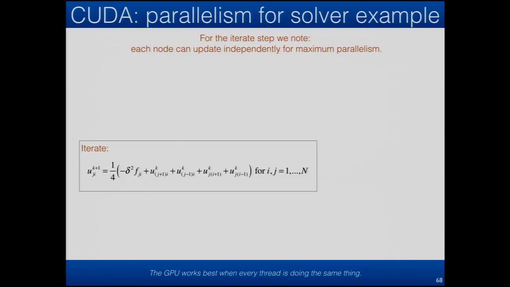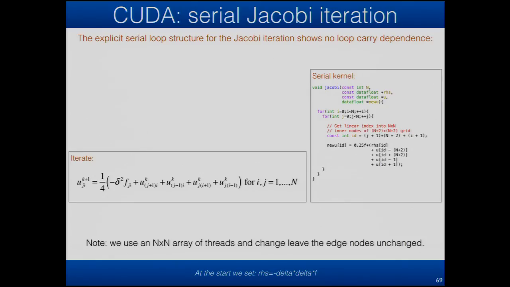If we were working in serial code, it would be pretty straightforward to do one single iteration. The new value of the solution is a quarter of the right-hand side plus the average of the node values around each node. Right? Would anyone like to comment on this? What nice properties does this Jacobi update formula have? Are there any loop carry dependencies?